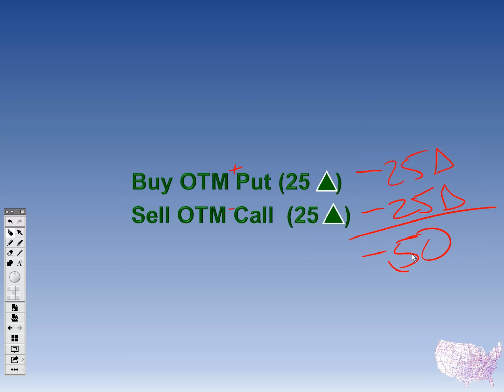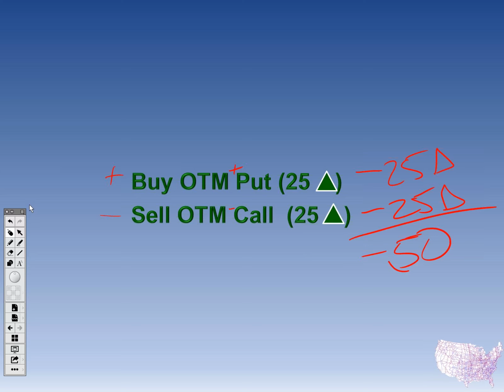And because it's got a put further out of the money and a call that's further out of the money, that gives us a little wiggle room that if it just trended sideways, it wouldn't necessarily hurt us. Okay, so at least at expiration.